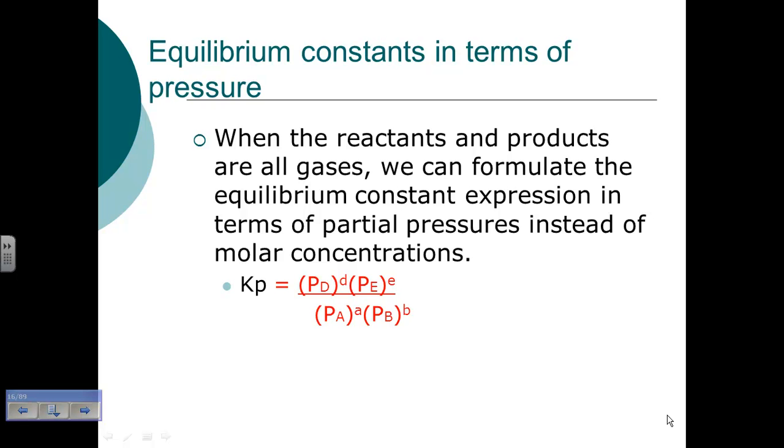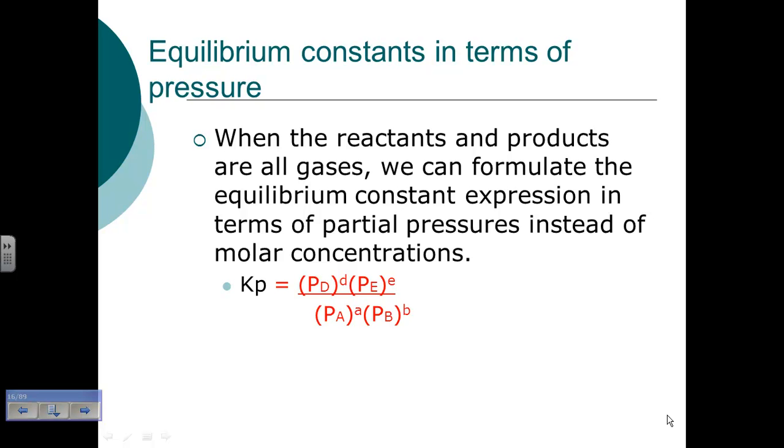Kp is equal to the partial pressure of product D raised to the coefficient D times the partial pressure of product E raised to its coefficient E, set over the partial pressure of reactant A raised to its coefficient A, and the partial pressure of reactant B raised to its coefficient B. The only difference is instead of using brackets, we use a capital P to denote pressure. And in this chapter, as with all equilibrium expressions, we'll always use atmospheres for our pressure unit, ATMs.